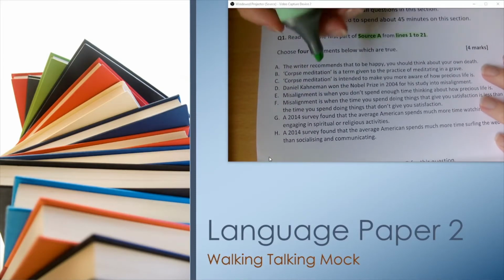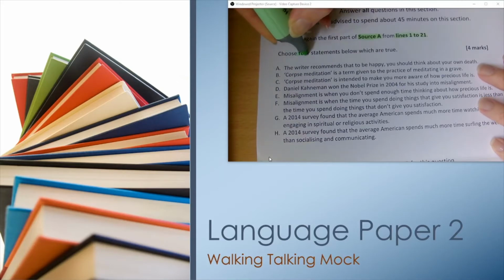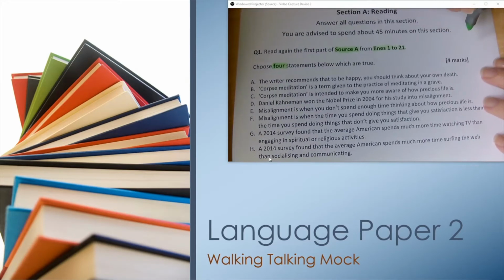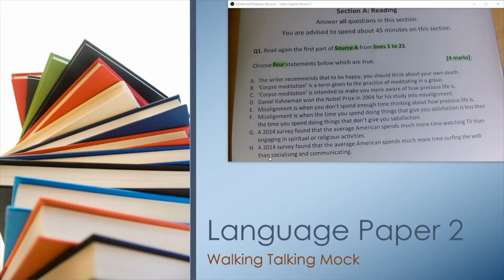Okay, choose 4 statements below which are true. Again, you need to make sure you're only selecting those 4. There was someone who did pick more than that when we were looking at the responses. If you do pick more than 4, they will only mark the first 4 that you've selected. That might affect your mark if you've ended up selecting 5 of them and you've selected one of the wrong ones before the correct one. So just make sure that you are selecting 4.